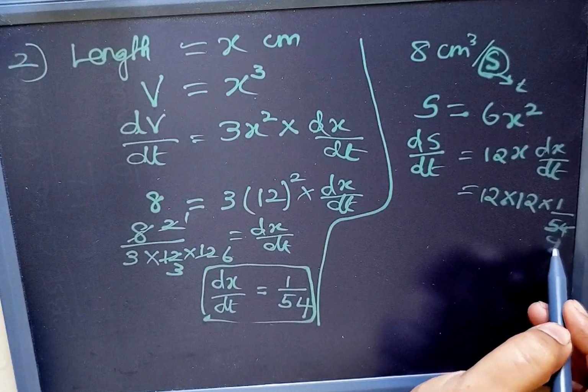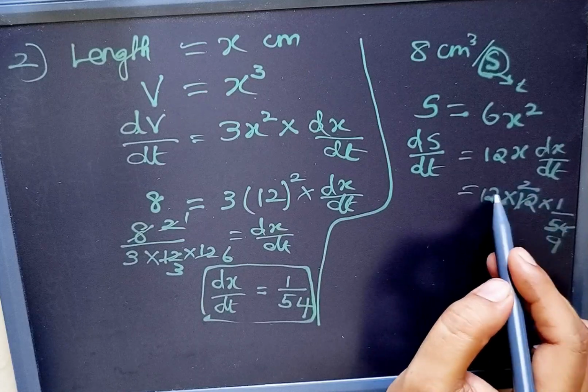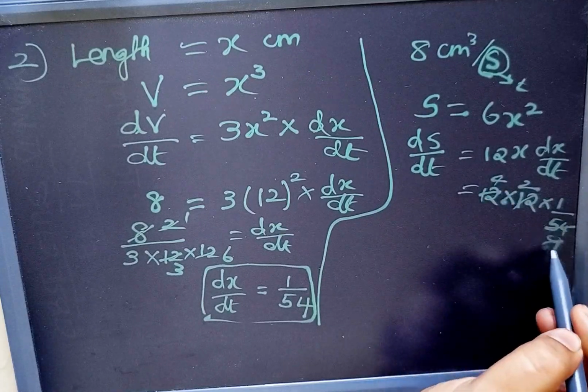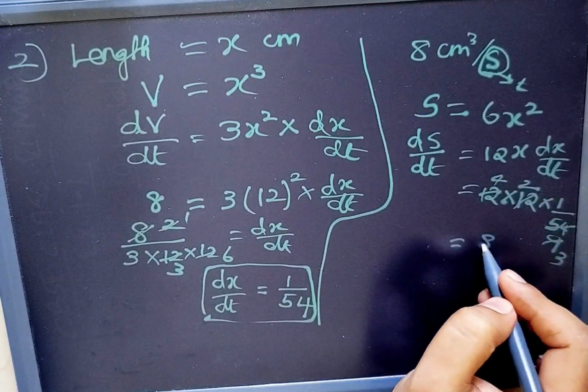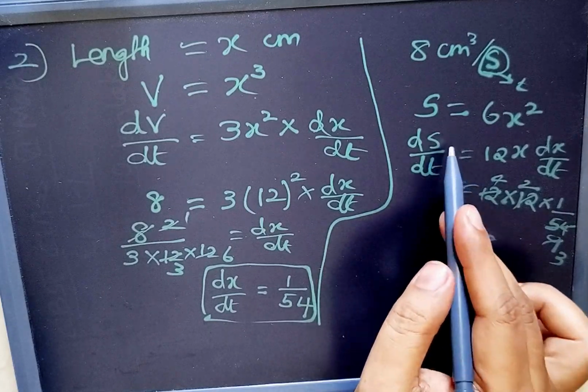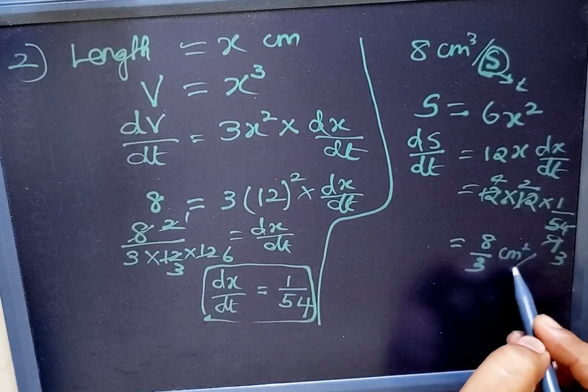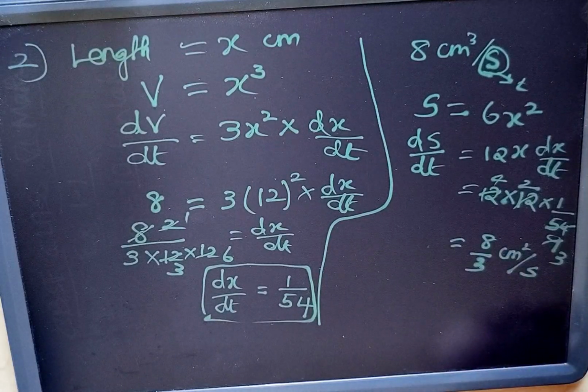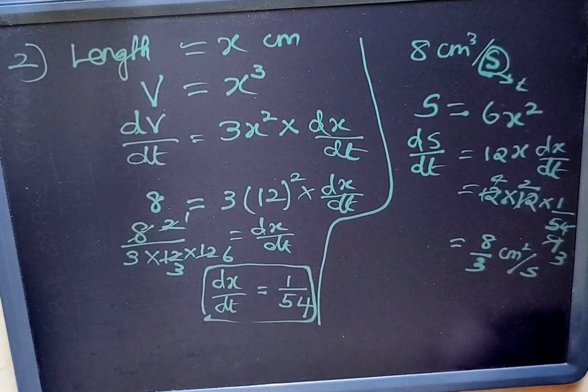6 9s are 54, 6 2s are 12, 3 4s are 12, 3 3s are 9. So we get 8 by 3. And the units for surface area it is centimeter square, and for time it is s. So 8 by 3 centimeter square per second.